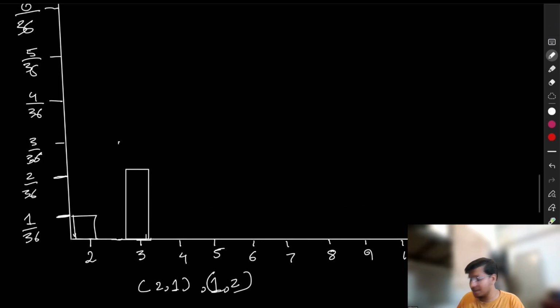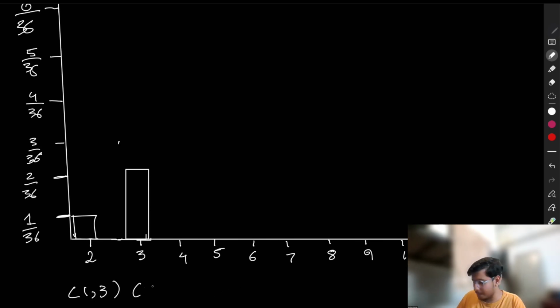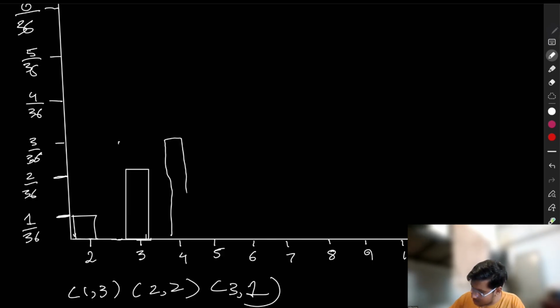So what is the probability that we roll two dice and the sum is equal to 4? Let us erase it so that there is no confusion. The events are 1 comma 3, 2 comma 2, and 3 comma 1. What is the probability? 3 by 36. Sorry for that oval shape.